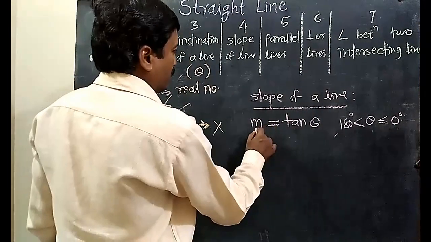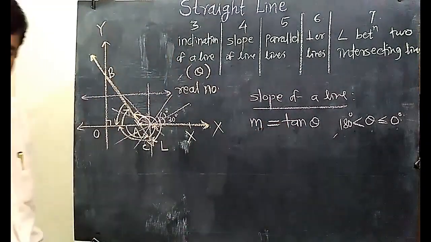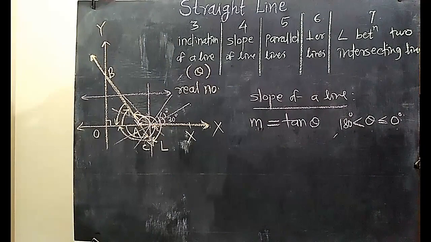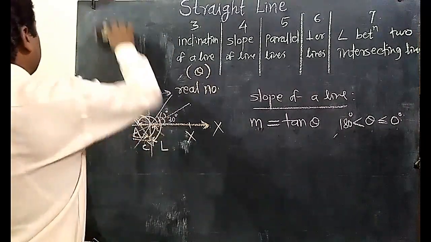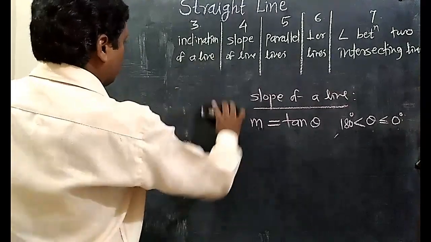From that theta we can find the slope of the line m. Let us see the formula to find the slope of a line, which we have done in 10th class. Once again we will revise it.